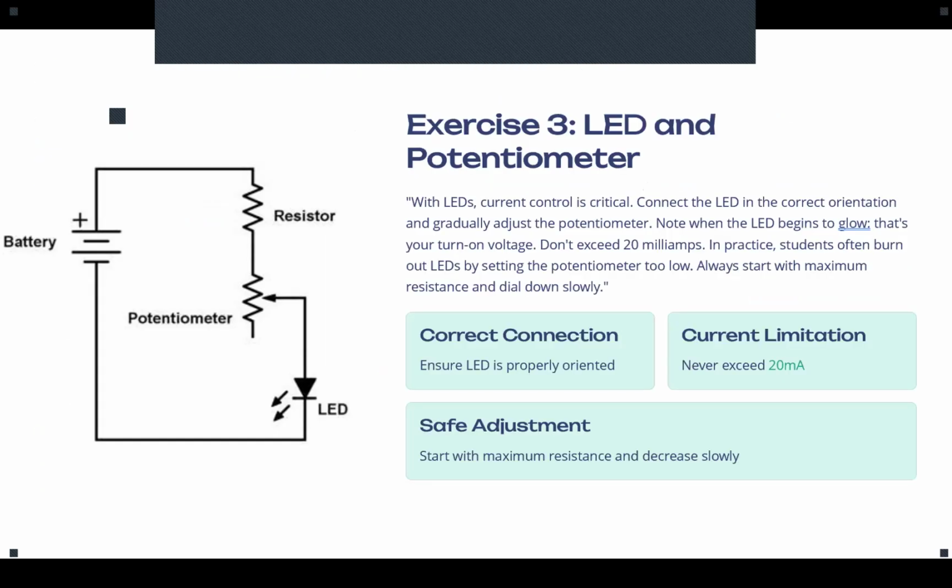Next one is the LED with a potentiometer. Again, you have your safe resistor to make sure you do not burn out your LED or your diode. You have a potentiometer, and you need to change the current to see what's going to happen to the LED.